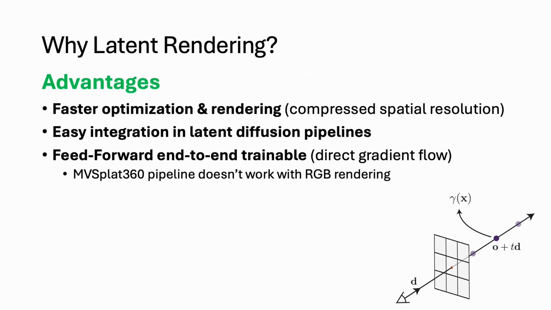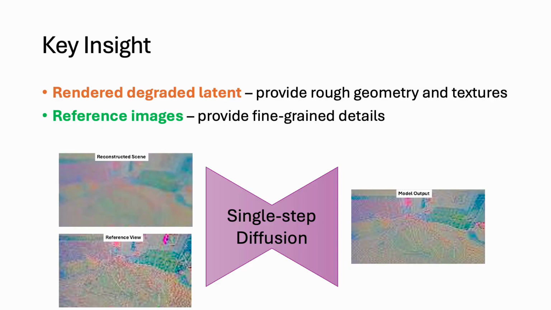Despite these drawbacks, latent rendering is still worth pursuing. It brings real benefits: faster optimization, seamless integration with latent diffusion pipelines, and direct gradient flow for end-to-end feed-forward training. Still, view-consistent high frequencies remain the core challenge. We need a principled way to put the missing details back, using multi-view attention. So we do not need to fix the 3D representation itself. Instead, we enhance each rendered view in 2D using the nearest neighbor views as a source of truth.